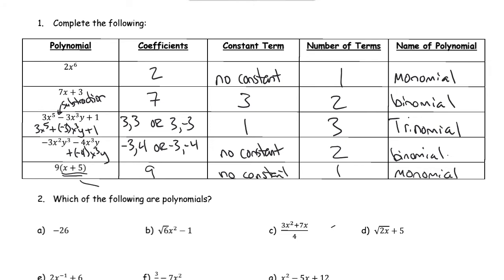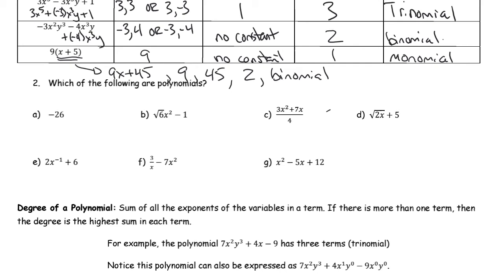But that is not the only way this could be expressed. I could multiply that through and make it 9x plus 45. In which case, the coefficient would be 9 and the constant would be 45, but this would look like 2 terms, and I would call this a binomial. So there are a couple of different ways I can write this, and there are reasons why I might choose one form over another, which you'll get into later as you continue through the course. So now for this next question: which of the following are polynomials?